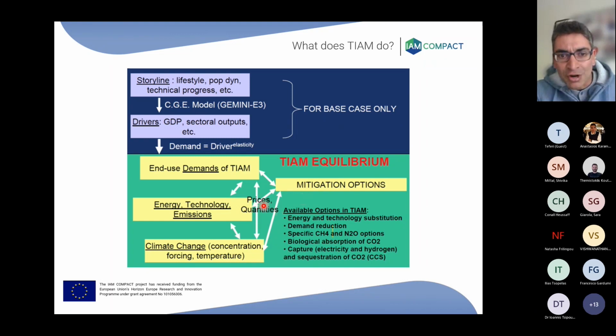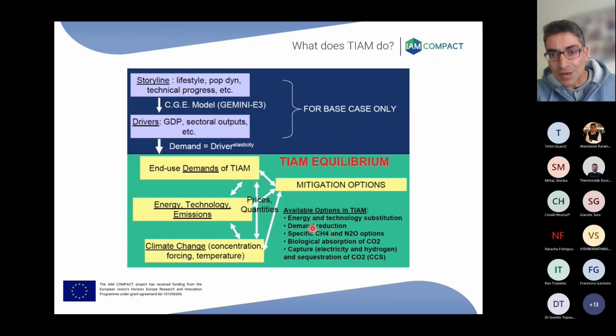We then have the price quantity equilibration that's quite similar to what Jon described for GCAM. And then TIAM also does have a climate module. We tend not to use it so much. We tend to use what we consider to be better reduced climate models from different groups. But I'll show a quick slide on the climate module in a second.